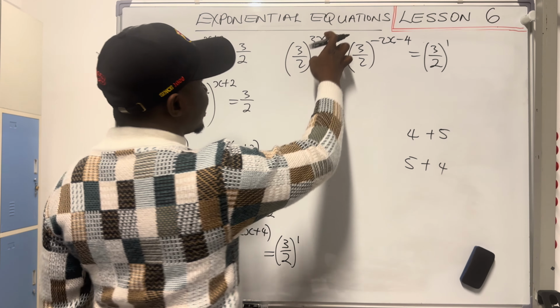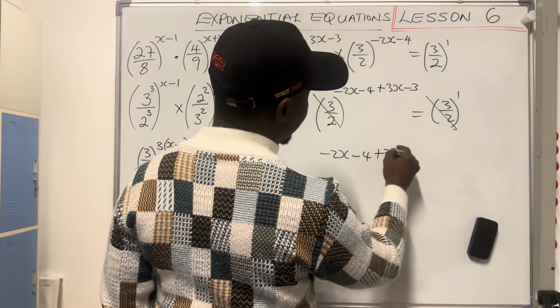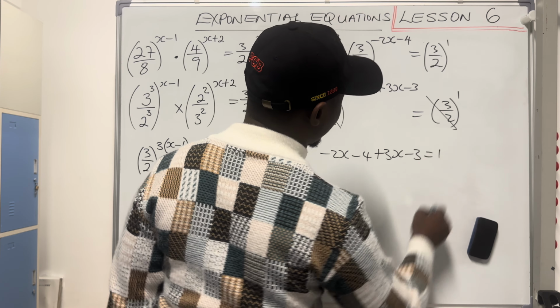to the power 1. So what do we have now? We now have 1 base equal to 1 base, and they are the same. So this takes away this. At the top, we have minus 2x minus 4 plus 3x minus 3 equal to 1.